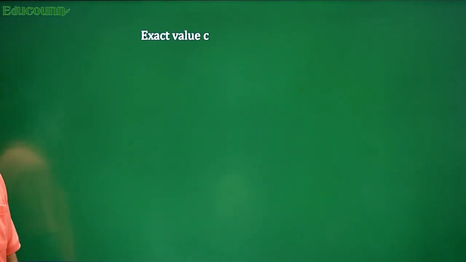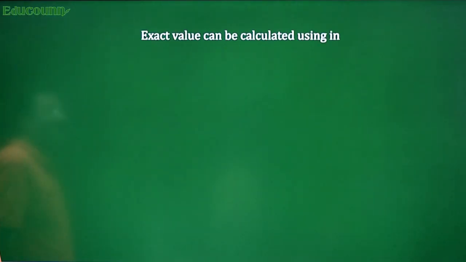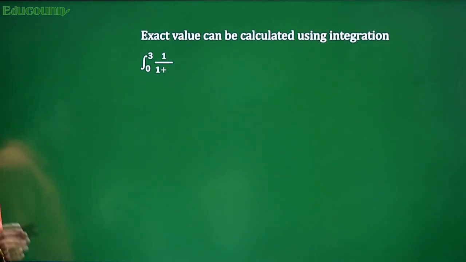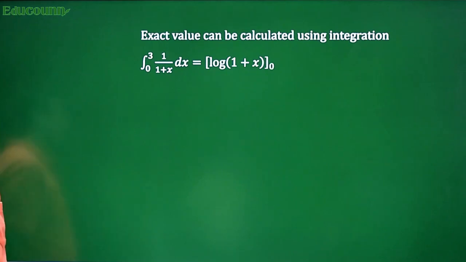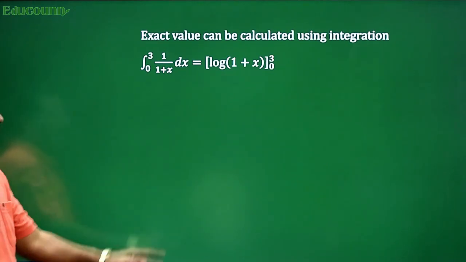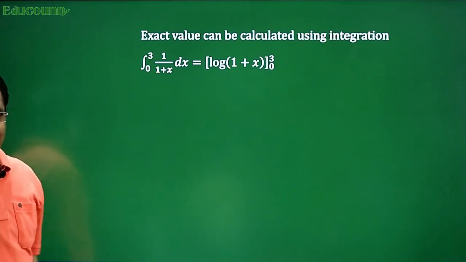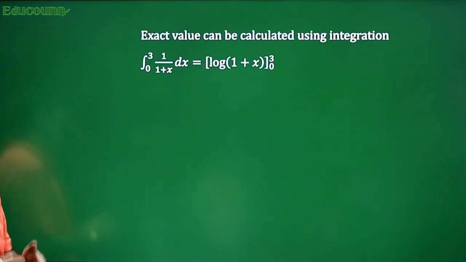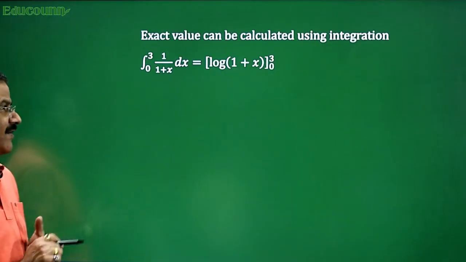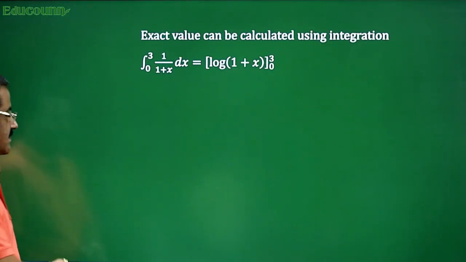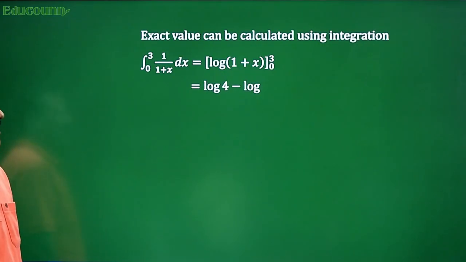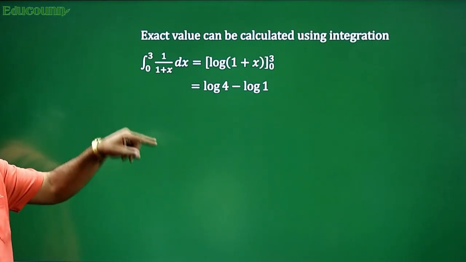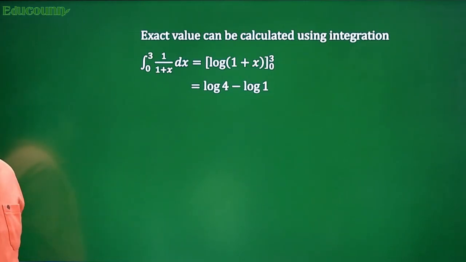Now after finding the value using Simpson's 3/8 rule, the second part is to find the approximate value of log 2. Now how to find that? Exact value can be calculated using integration, that we know. So integration from 0 to 3 of 1 upon 1 plus x dx, we can write down the formula. You know the formula: integration of 1 upon 1 plus x is log of 1 plus x. Put the limits one by one, upper limit and lower limit. For the upper limit, log of 1 plus 3, that is log 4. For the lower limit, log of 1 plus 0, that is log 1.